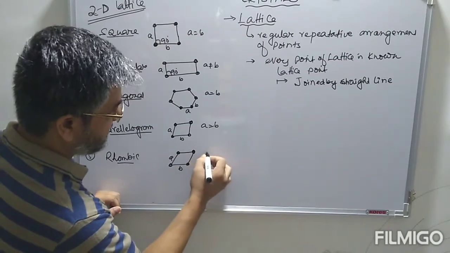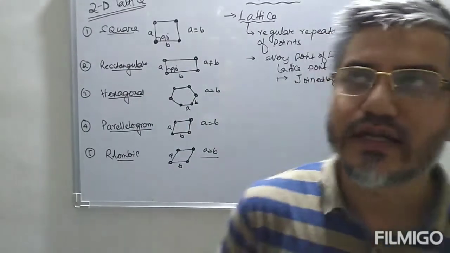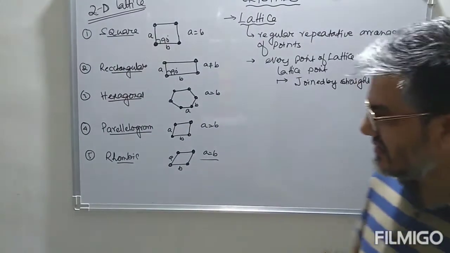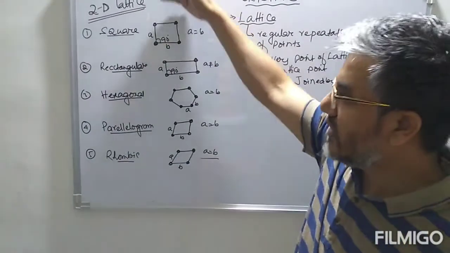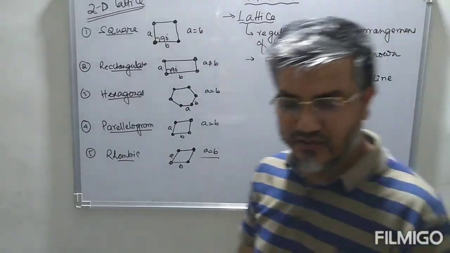So A is equal to B, and the angle is again not equal to 90 degrees, something between 90 and 30 degrees. So these are the two-dimensional lattices in which the points can be arranged in different forms.